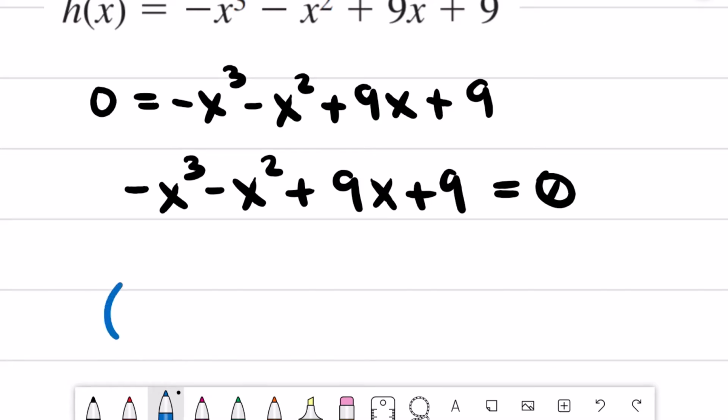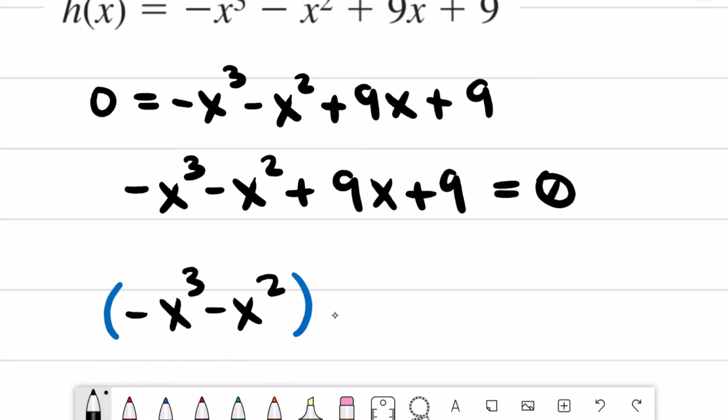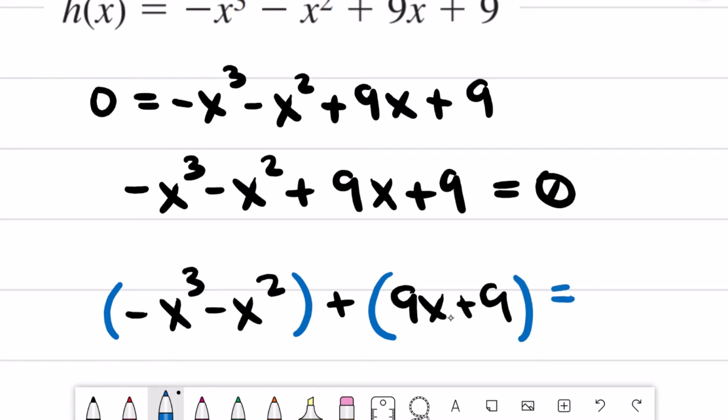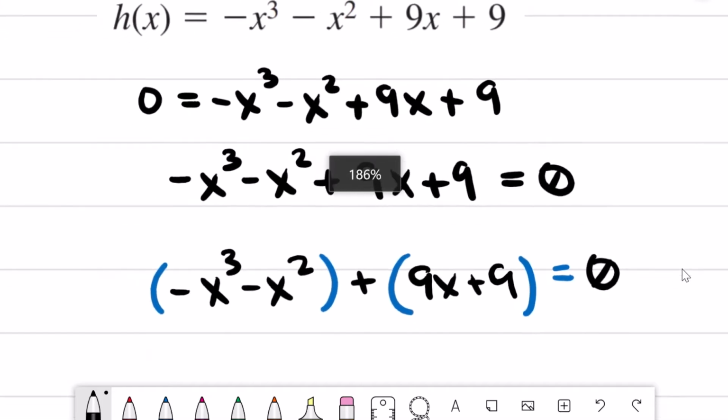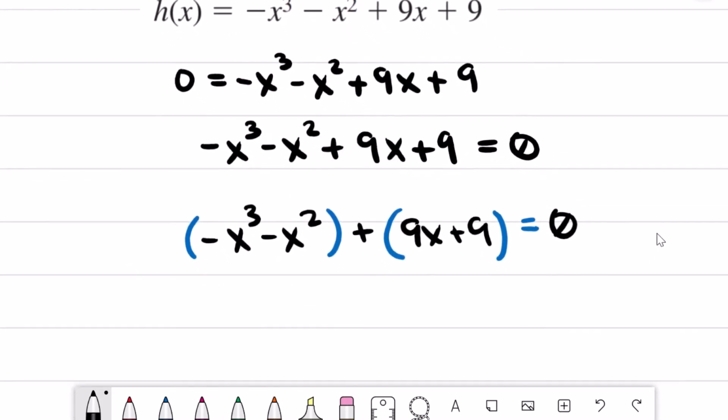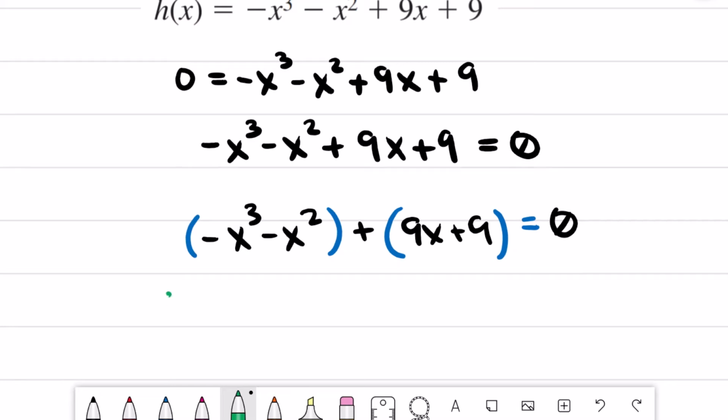So I'm going to write negative x to the third power minus x squared plus 9x plus 9 is equal to 0. Okay, so now that we've got that, the next step is to find a GCF for each set of terms. So I need to find a GCF for this set of terms, and I need to find a GCF for this set of terms.